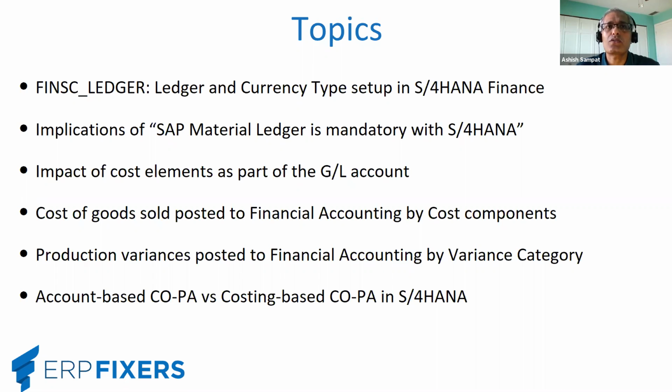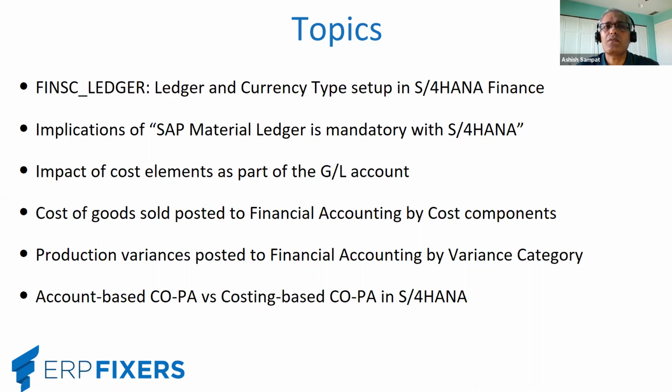The 2 big important design changes that have been brought in are the ability to post cost of goods sold in financial accounting by cost components, and also the next one around the production variances. Now, in the past, they were only posted on the controlling side, but they were never posted on the finance side. So that's something that SAP has allowed us to do.